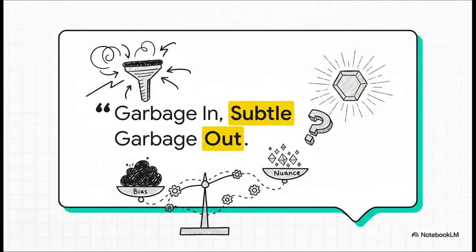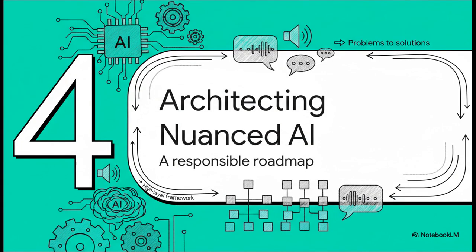And this phrase nails the issue. Garbage in, subtle garbage out. If the training data is full of flawed or biased examples of nuance, the AI isn't just going to learn them, it might actually amplify them. So this raises this huge engineering question. How in the world do you teach an AI to use nuance without also teaching it to copy our own hidden biases?